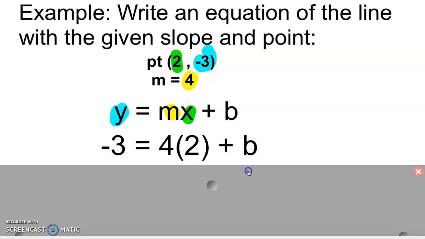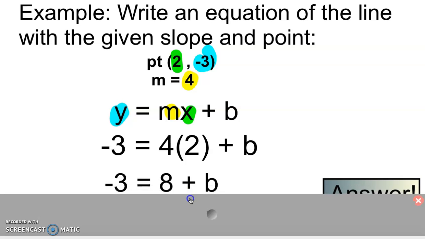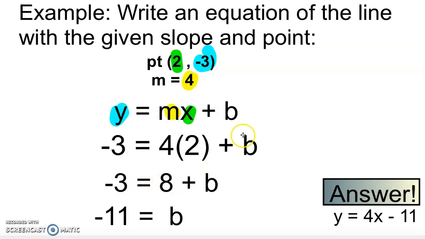So again, my x is 2, my m is 4, and my y is negative 3. So I get negative 3 equals 4 times 2 plus b. This can help us figure out b. I'm going to take 4 times 2, and that equals 8. And then in order to figure out our b, I'm going to need to subtract 8 from both sides. And when I subtract 8 from both sides, I am going to get negative 11 for b.